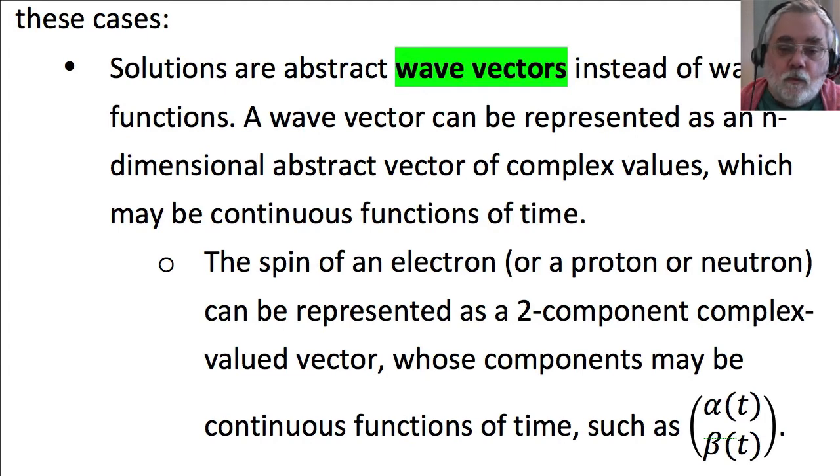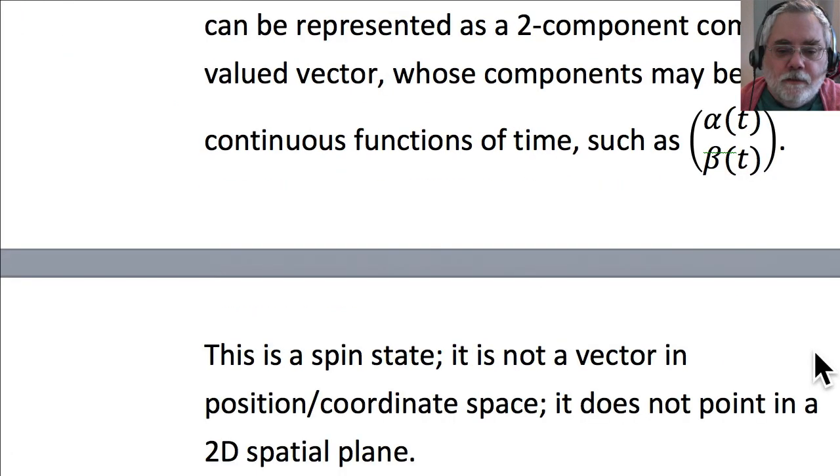The spin of an electron, or a proton, or a neutron can be represented as a two-component complex valued vector whose components may be continuous functions of time. And we can write this two-component vector as a top component and a bottom component, where here the top component is alpha of t, which is a complex function, and the bottom component is beta of t, a complex function. This is a spin state. It is not a vector in position or coordinate space. It does not point in a two-dimensional spatial plane.